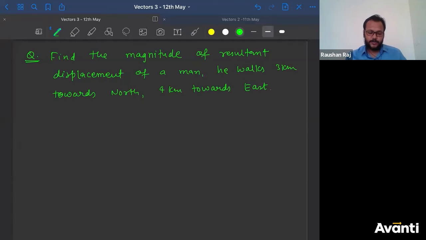इतना करो, इसका आंसर ना. Find the magnitude of resultant displacement of a man if he walks 3 kilometers towards north and 4 kilometers towards east. So what is the resultant magnitude? क्या होगा? Yes निखिल, बहुत आसान सवाल था विनीत, वेरी गुड, आपका जल्दी आंसर आया.